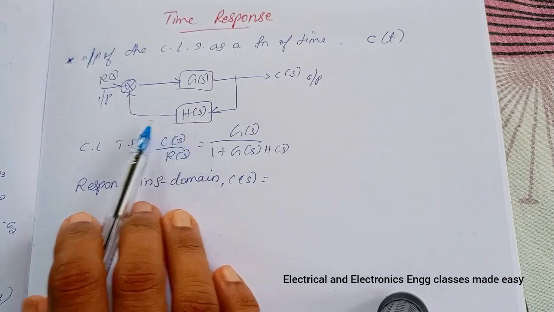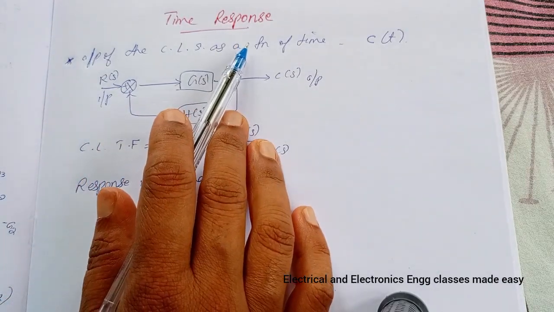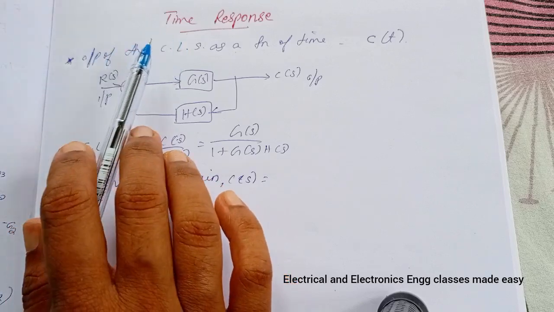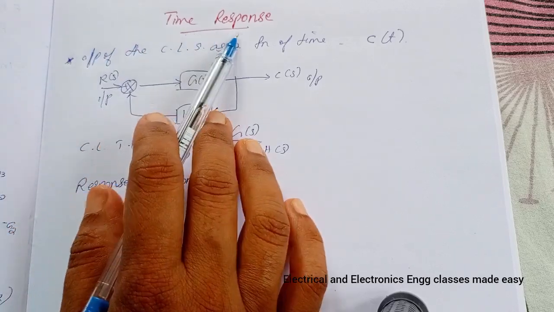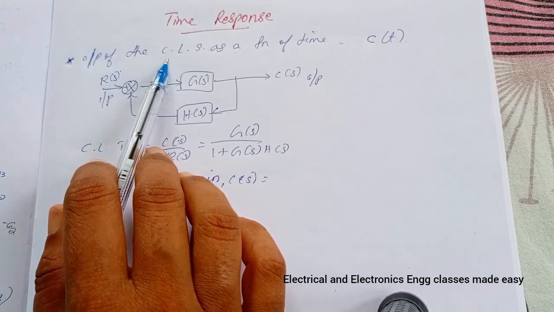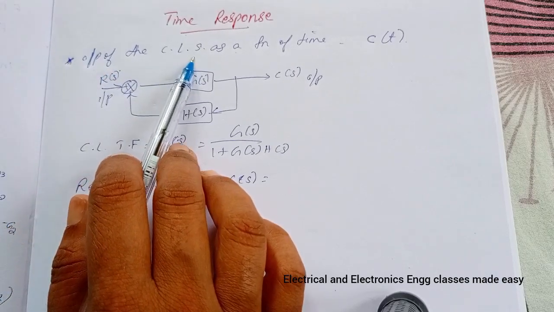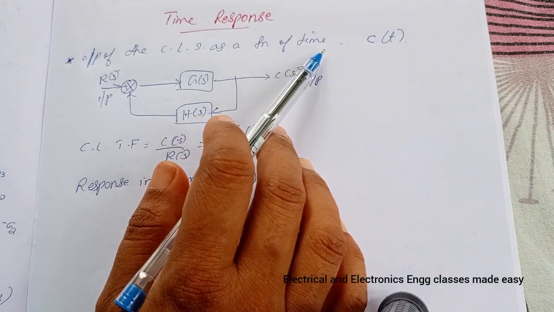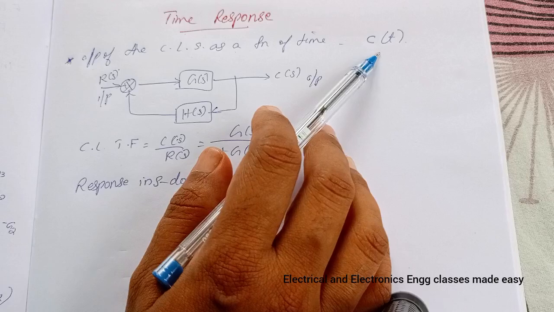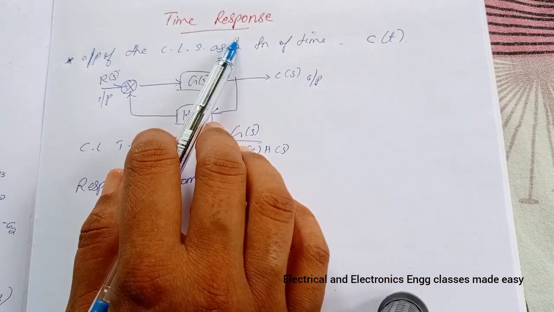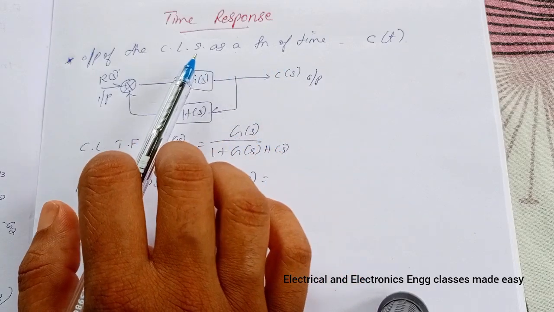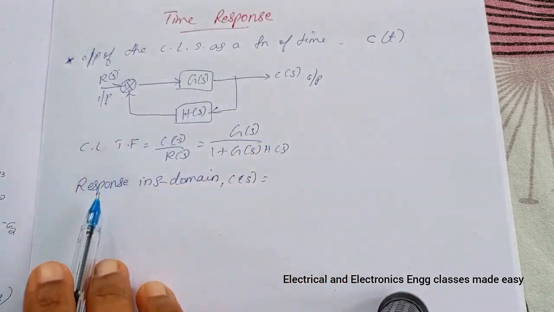Today's class is about the time response of a system. The time response of a system is the output of the closed loop system as a function of time, and it is denoted by C of t. The time response can be obtained by solving the differential equations governing the system.